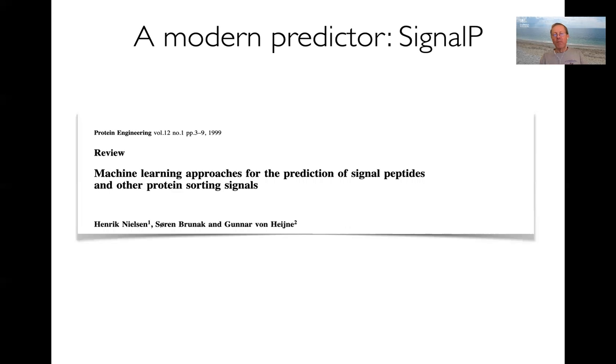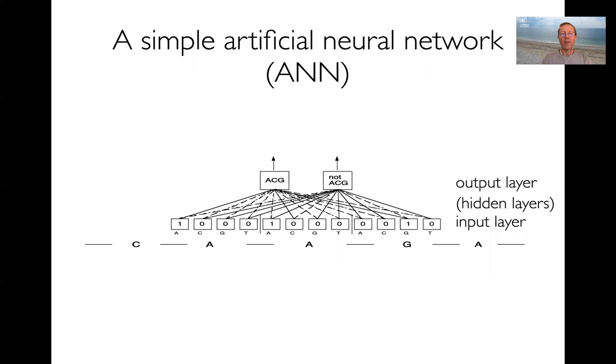Now, the history here has developed pretty much along the lines that I talked about in the previous lecture, namely going from PSSMs to more complex models. And machine learning was applied very early on in this particular field as well. The first machine learning method that was applied to signal peptide prediction was actually not hidden Markov models, but neural networks, artificial neural networks, ANNs.